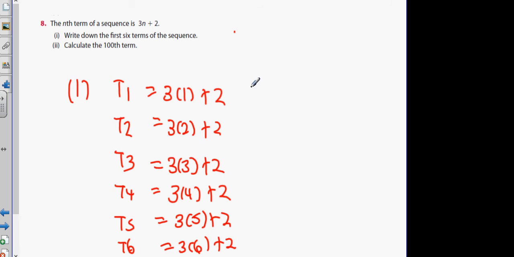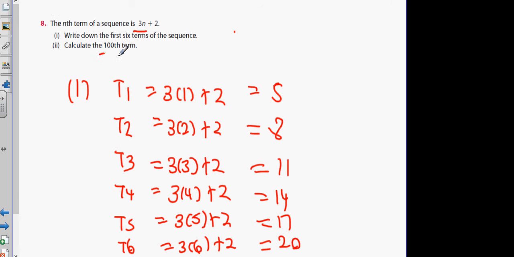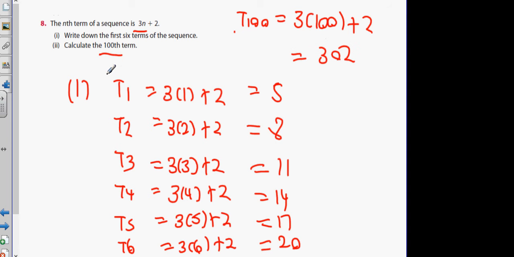Just add them all together. You get 5. What's the gap going to be between each one? 3. 5, 8, 11, 14, 17 and 20. Finally, what is T100? T100 is 3 times 100 plus 2. That'll get you 302. There is not much else to this exercise.